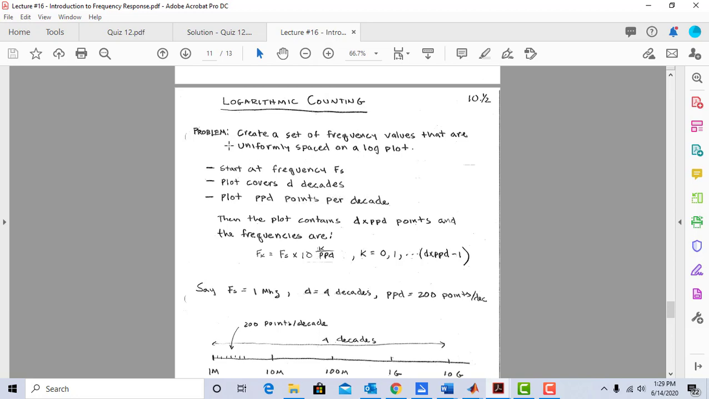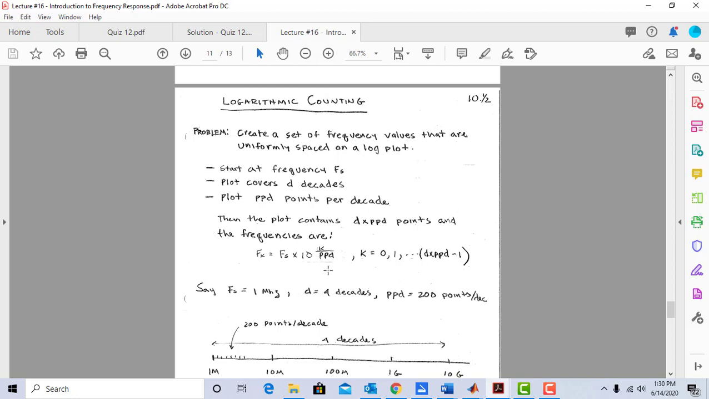So here's how I'm going to specify what I want my plot to look like. What I know is my plot is going to contain the number of decades times the number of points per decade points. And here are the frequencies. This is the important thing. F of k is equal to f start times 10 to the k over points per decade. And k is going to go from 0 to the number of points, d times ppd, minus 1.